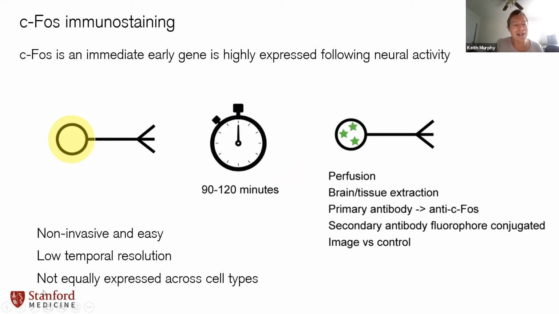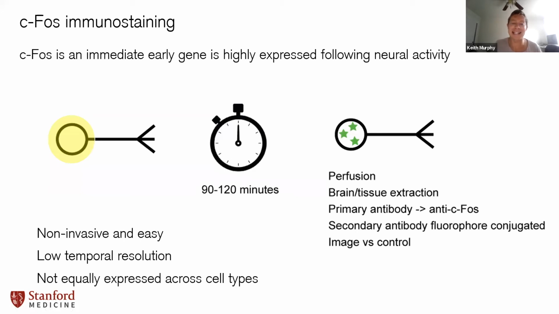So another thing that a lot of people don't know, Kim, I don't know if you knew this before I mentioned it, but it's not equally expressed across cell types. This is very preferential for excitatory neurons in the brain. Inhibitory neurons don't express that much Fos following activity. So you have to be careful when you interpret your results around that.